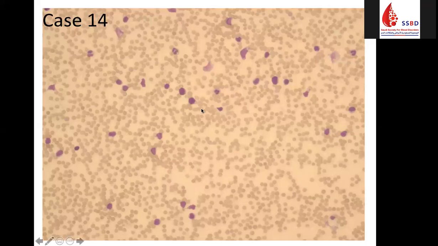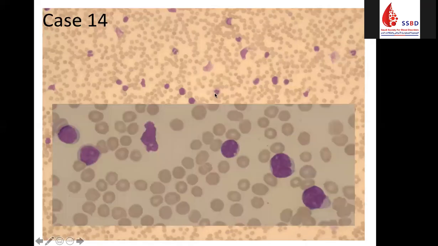So we have variability in size, some large cells, others are smaller, the other even smaller. We have multiple basket cells, smudge cells, and we have some bands here and there. Again, variable in size. Some of them look like nicely mature small lymphocytes. Others are larger with irregularity in the nuclear contour. Chromatin is slightly clumped.